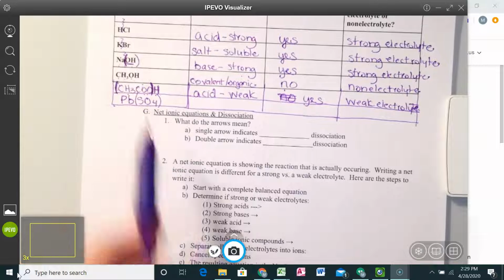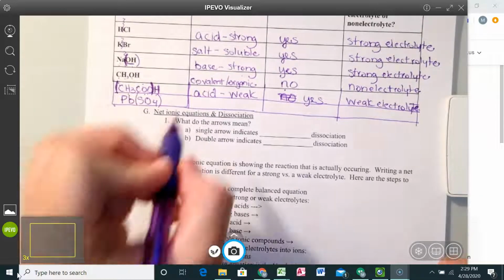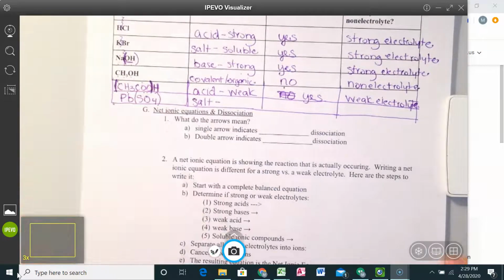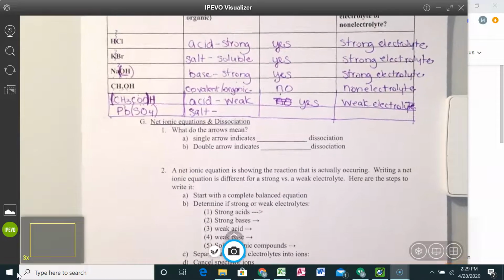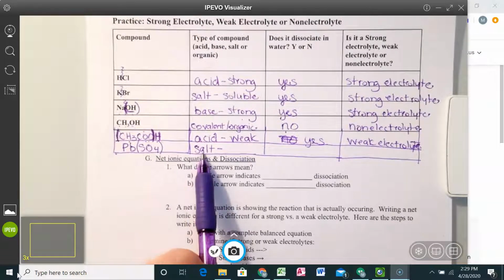I've got my lead ion, I have my sulfate ion. So I know that it's not covalent. So I do know it's some type of salt. Remember, a chemist calls any positive, negative ion combined together to form a compound a salt, not just sodium chloride. So now we got to find out if this salt is soluble.